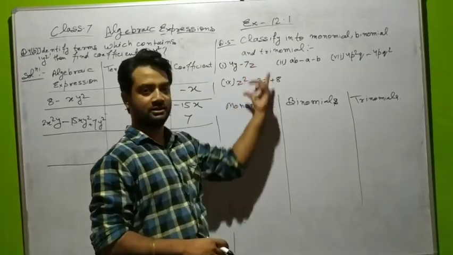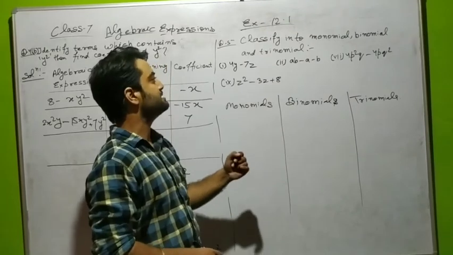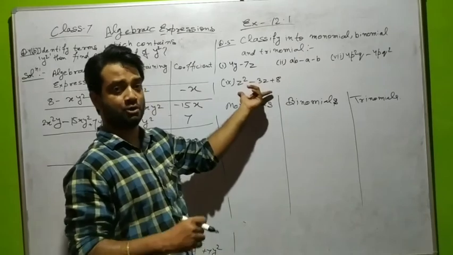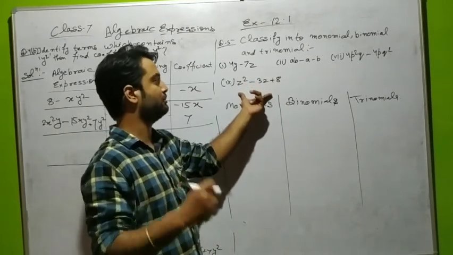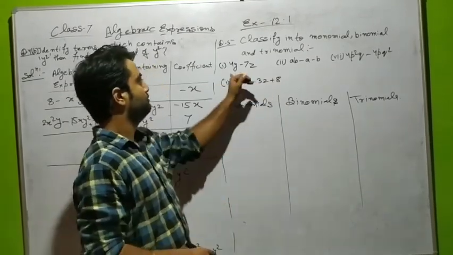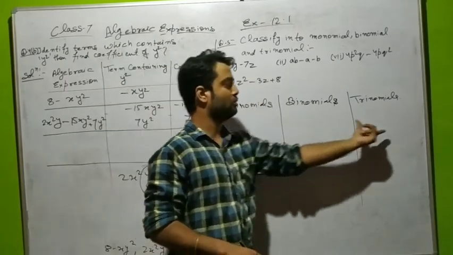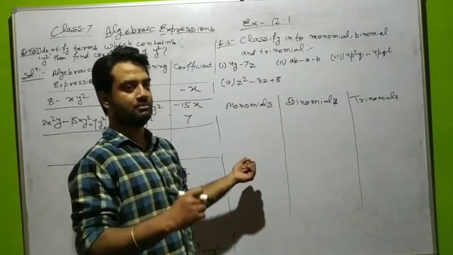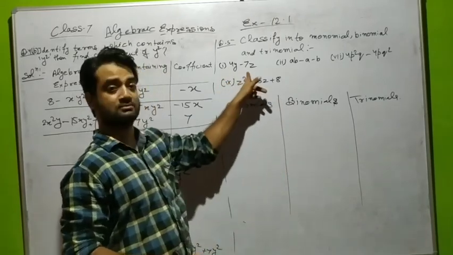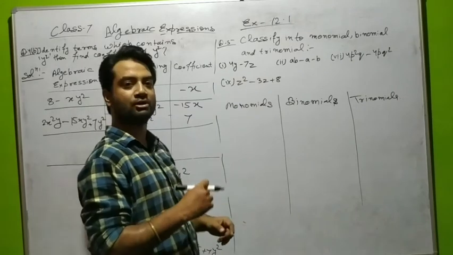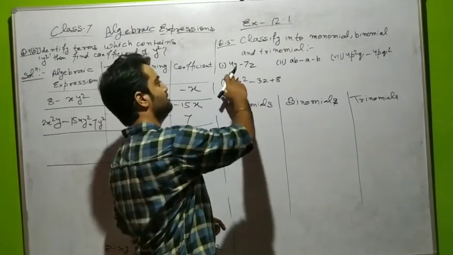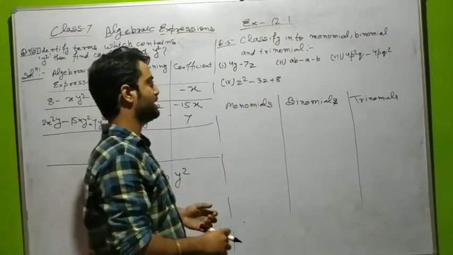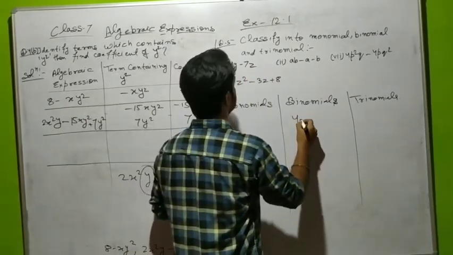Question number 5 is written in this part. It is asking us to classify these given algebraic expressions into monomial, binomial and trinomial. So let's begin. I have made columns here accordingly, and we will drop each expression into the column it belongs to. So first is 4x minus 7z. This has two terms, 4x and minus 7z. So that is why it is a binomial.